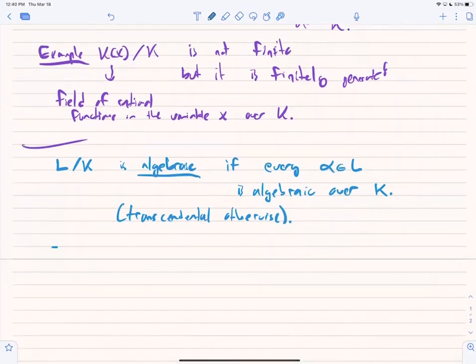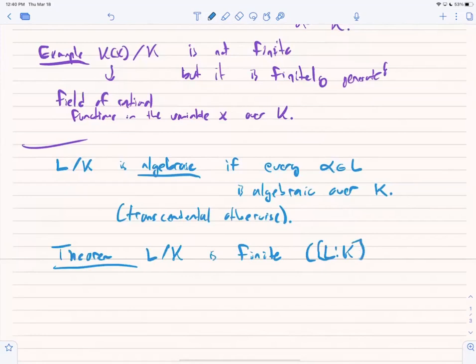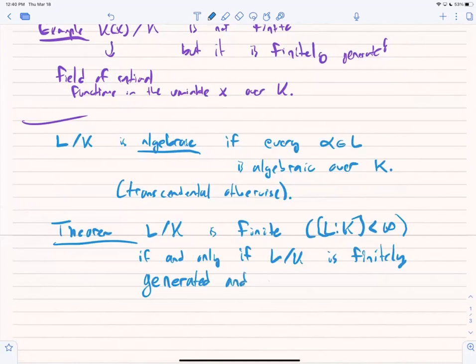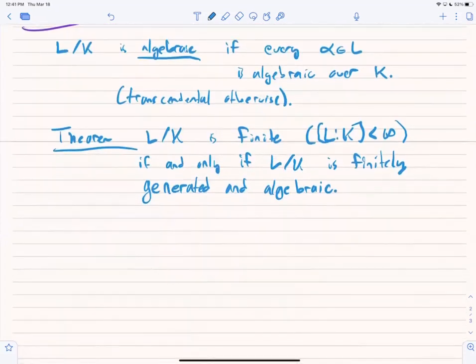Okay, and so then the result is: L over K is finite. Recall that means that the degree is less than infinity, if and only if L over K is finitely generated and algebraic.